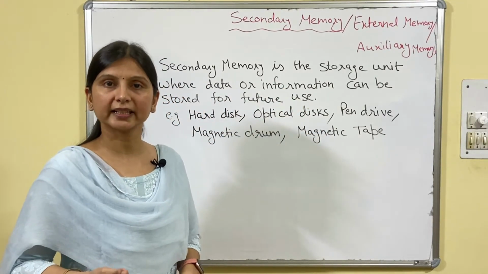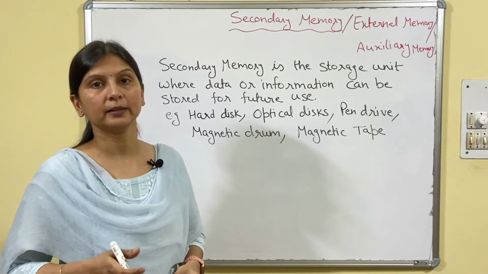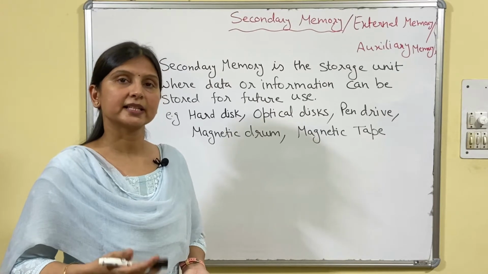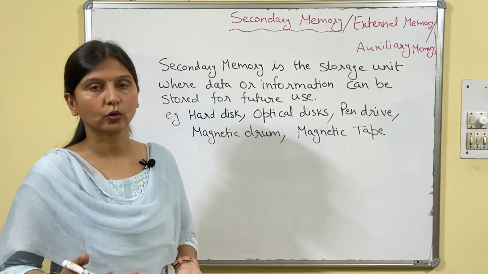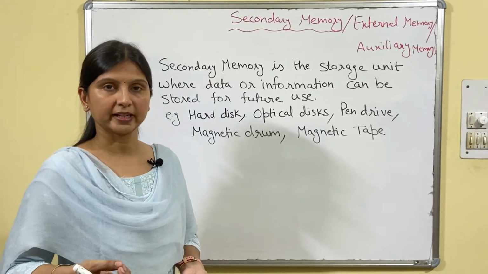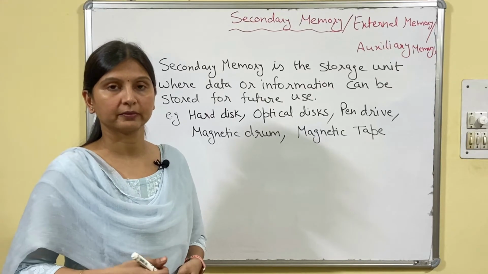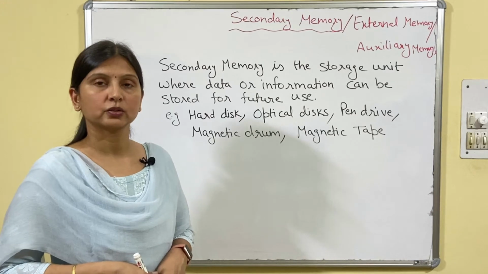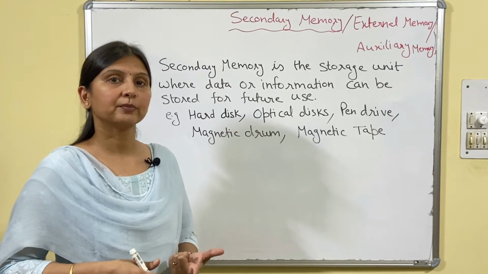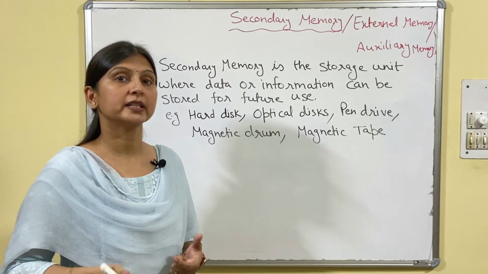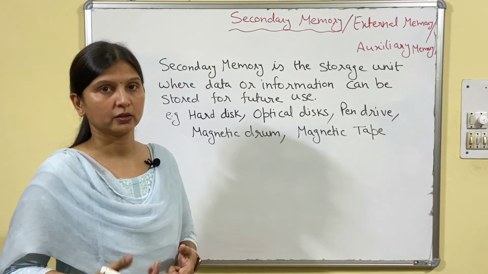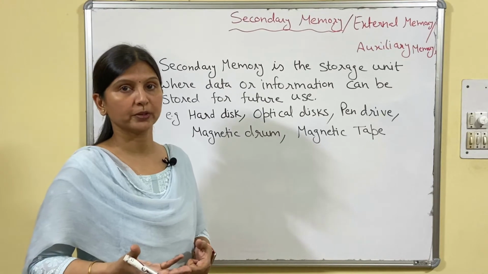You can use that data in the future. When you save any file, next day if you want to see that file again, you can see it by simply clicking on file, open, choosing the file name and then clicking on open. So that file will appear on the screen. So in secondary memory, what type of data do we store? When we want to see it again, when we want to use it again or for future use, it stores that data or information.